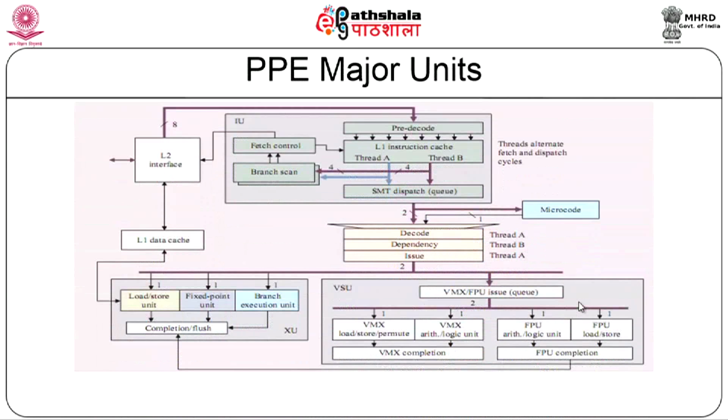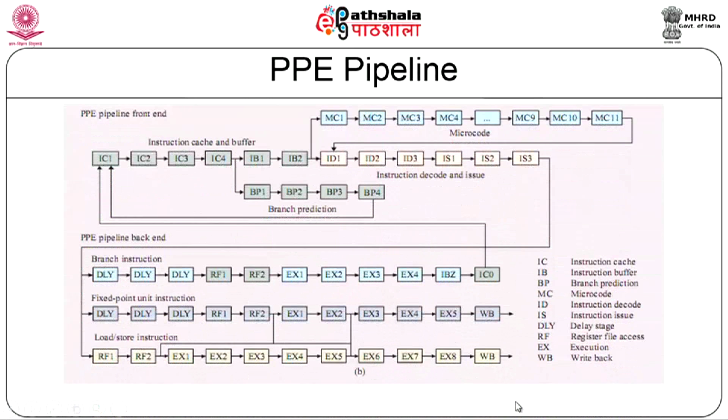So, this gives you the major units of your power processing unit. Most of the units you should be able to identify. This is the vector processing unit and the floating point unit. This is the integer unit and your load store unit. This of course is your fetch unit and all that. So, if you look at the PPE pipeline, this gives you a view of the power processing unit pipeline.